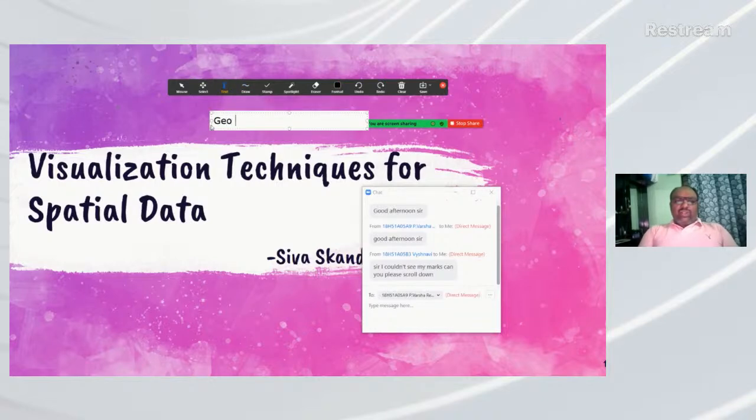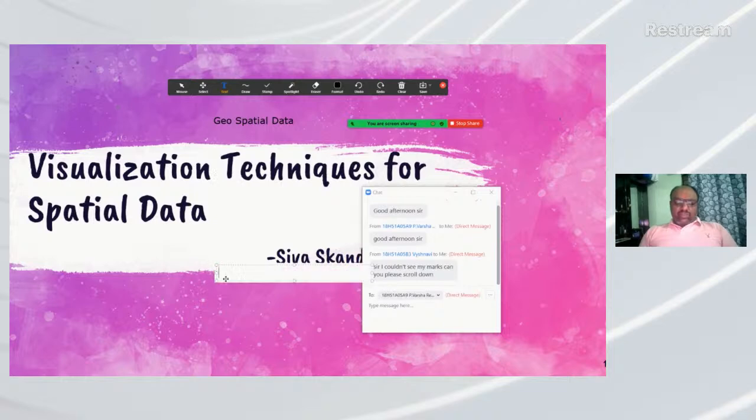So the most important spatial data is geospatial data. We call it geo information science, GIS. The data which is sent by satellites, the data we collected from satellites, and the data we saw on planar maps, we call spatial data.